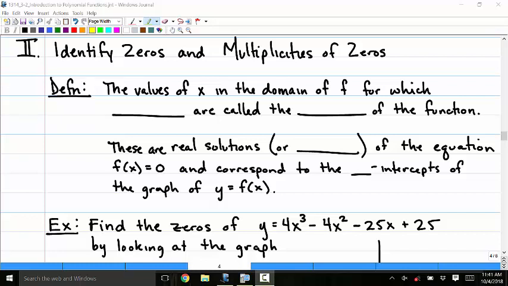All right, next section is to identify zeros and what are called multiplicities of zeros. First of all, what is a zero? The values of x in the domain of a function for which f of x equals 0. When you solve f of x equals 0, those are called the zeros of the function.